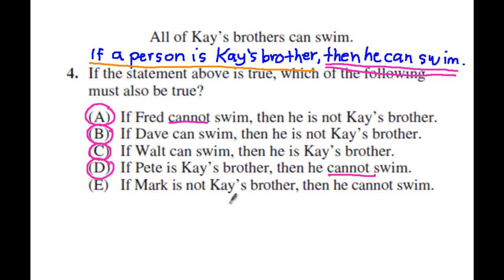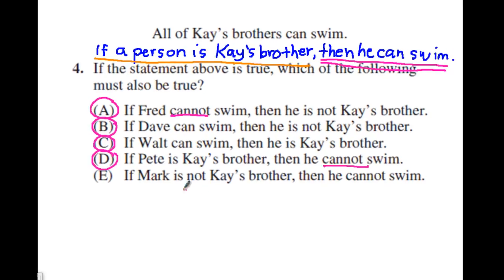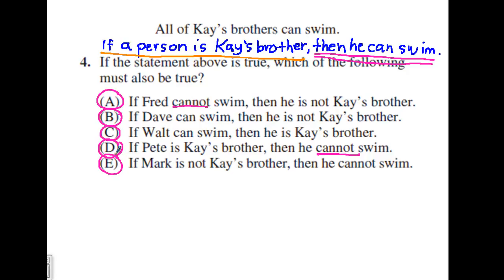If Mark is not K's brother, so this is in terms of the negative. By just looking at the form, if P, then Q, nothing here fits that format. Now, in logic, the equivalent of the conditional statement P implies Q is the contrapositive, not Q implies not P. So how do we write that? Not Q implies not P.